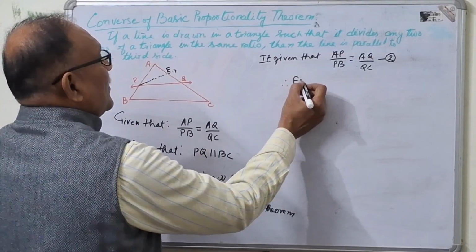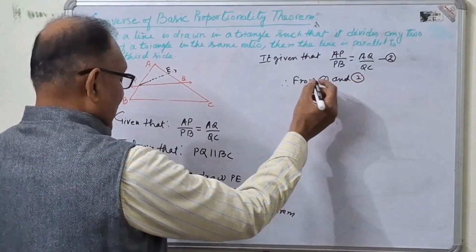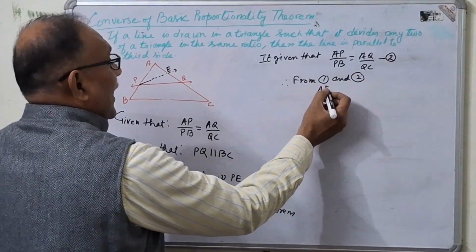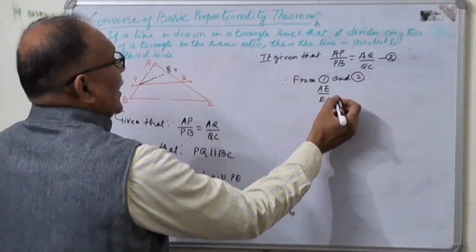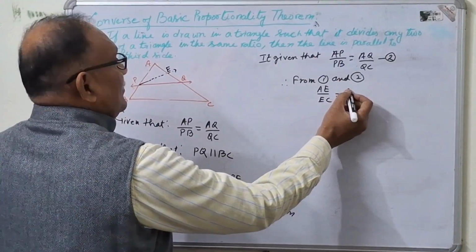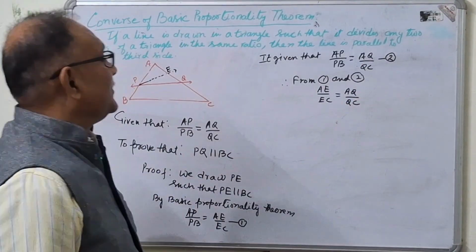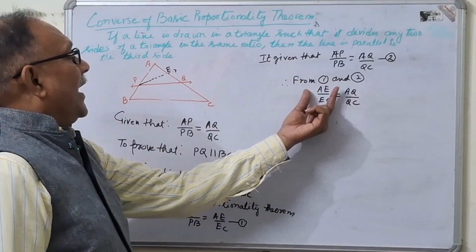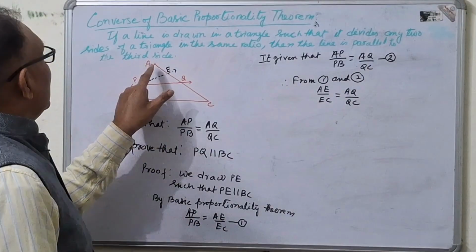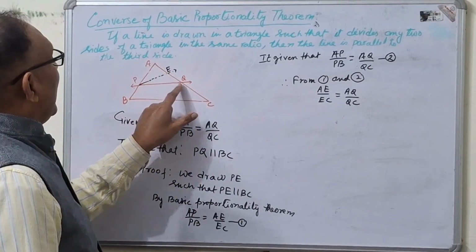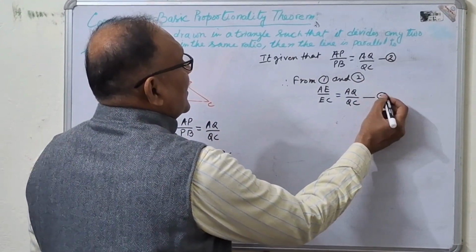Therefore, from equation 1 and 2, AE upon EC equals AQ upon QC. That is, AE upon EC is equal to AQ upon QC. Put it as equation number 3.